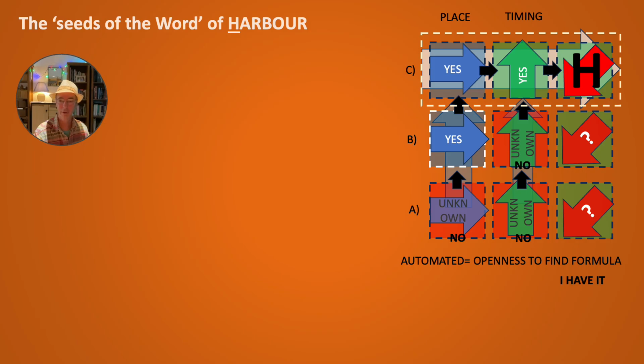Okay, maybe not the easiest philosophy, but when you have the right letters and find how they work, it will be even more clear. It's automated with the H. You have an openness to find the formula. You have the placement that you understand. You have the timing that you understand. And that's now a general principle: when you have the place and timing, you have it.